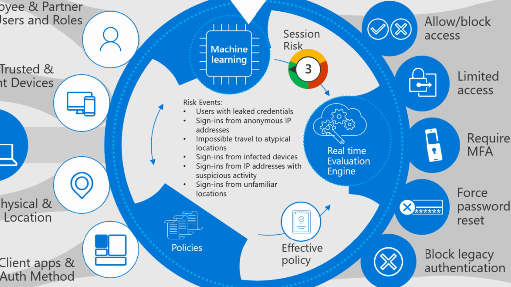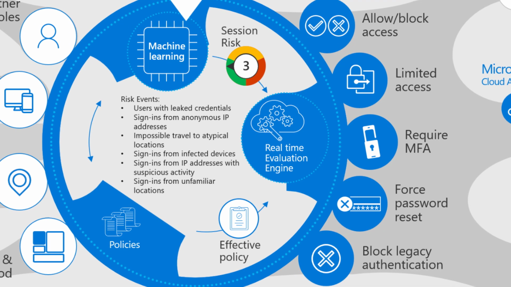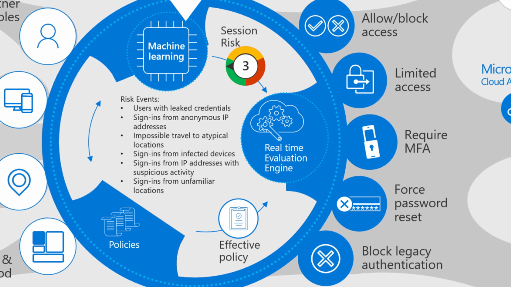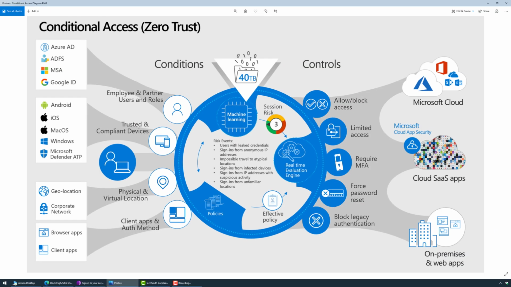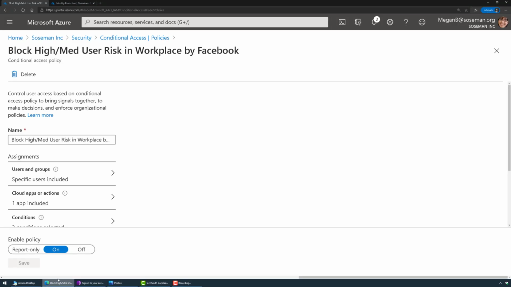So then based on those risk events, we're going to assign a risk score of low, medium, or high, and then we're going to allow you to apply a policy. So in my environment, I'm just applying the block policy, but you might require multi-factor authentication, maybe limit the access using session control, or maybe force password reset. By the way, force password reset requires MFA. So that is the conditional access policy. So let's go look at the policy I've created.